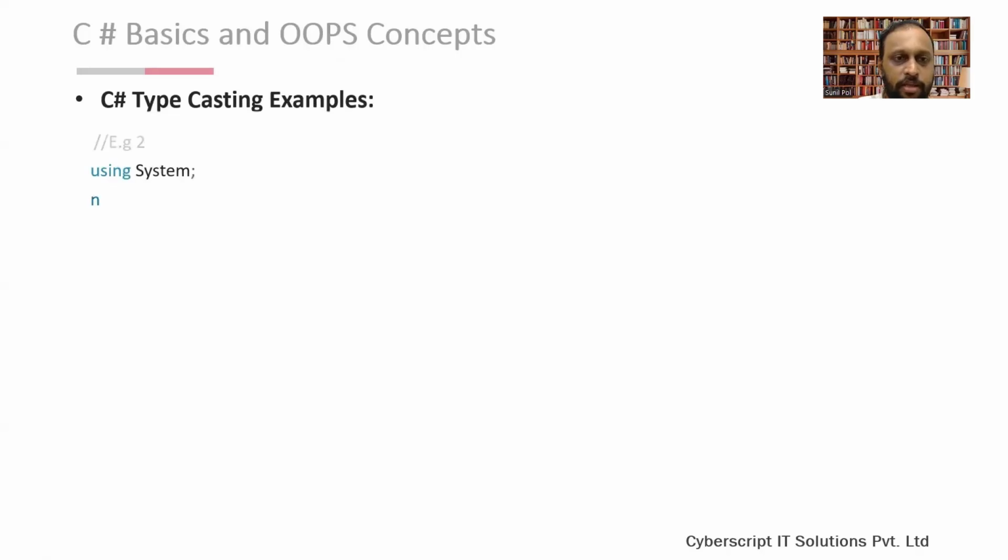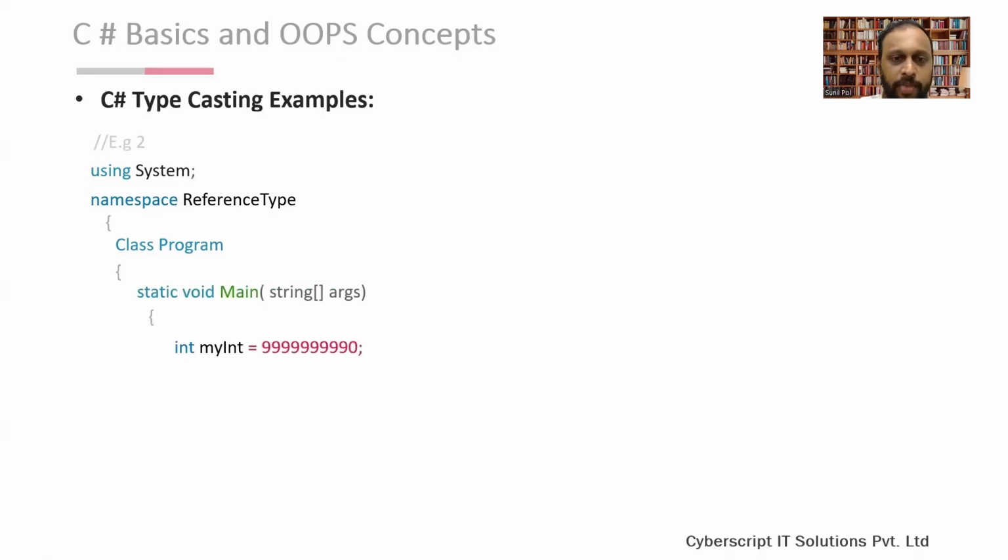So let's understand this with one more example. Here we have declared one class Program, and in class Program there is a static void Main method. Here we have declared one myInt variable, assigned a value to it, and simply assigned that value to the myDouble variable. So this is automatic casting into double. It is done by the compiler only, but here we can see that myInt is an integer type variable and we are assigning a larger value which is out of the range of the integer data type.